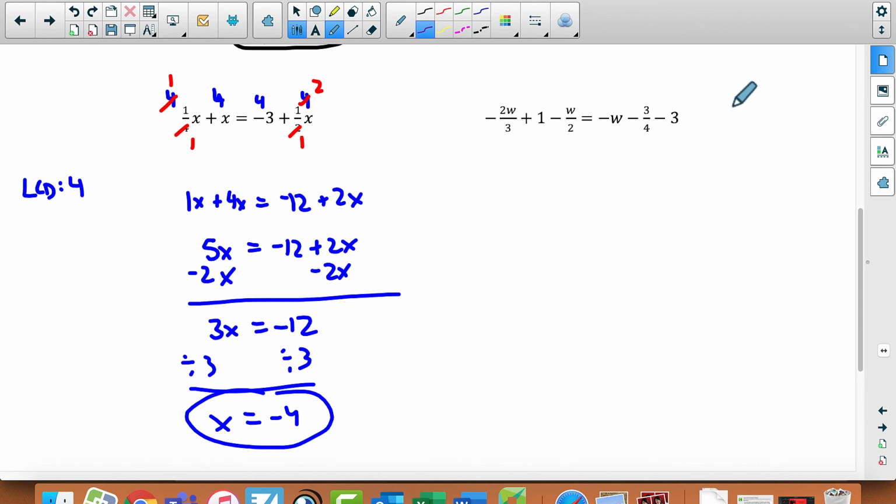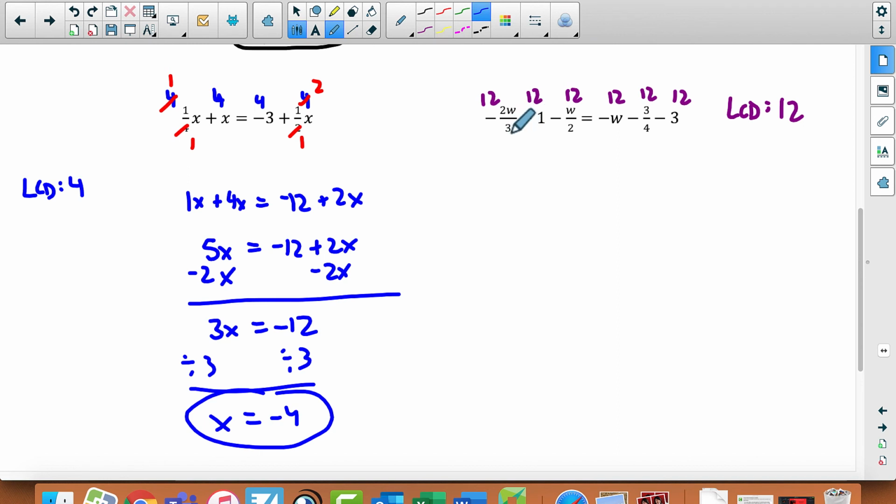Okay, last one, lowest common denominator. I see denominators of 3, 2, and 4. Ooh, what do 3, 2, and 4 all go into? They all go into 12. So that's what I'm going to be multiplying. 12, 12, 12, 12, 12, 12. Oh my gosh. So let's see.